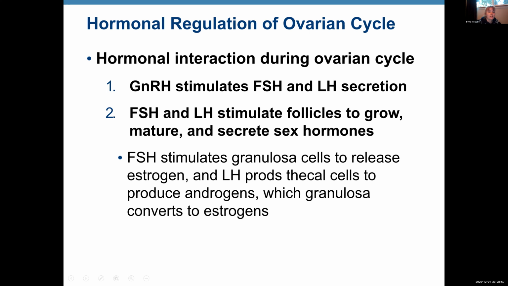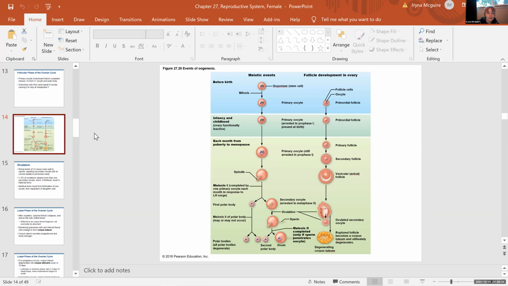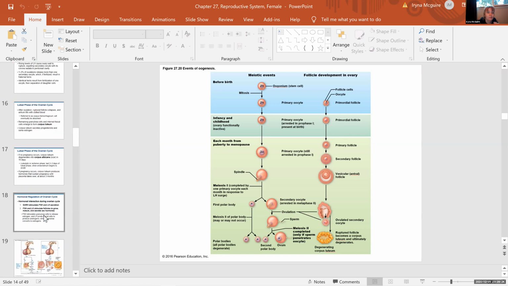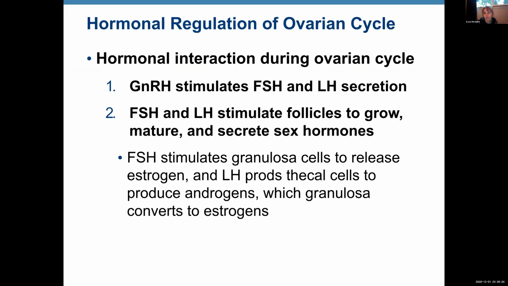Okay, now after we have an idea of this cycle, that was our ovarian cycle: follicular phase, ovulation, luteal phase. So again, go over what happened with the germ cell, with the gamete, what happened with the follicle after ovulation, what happened with this corpus luteum. Now we're going to discuss how this process is regulated. So, hormonal regulation of the ovarian cycle.